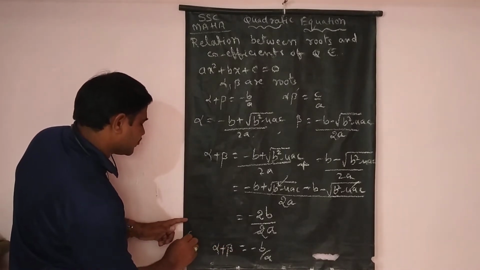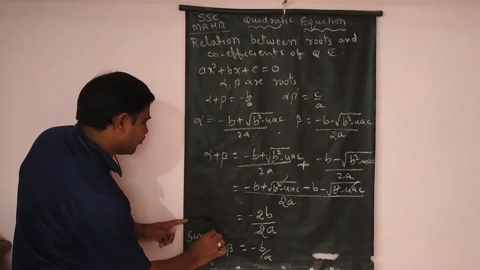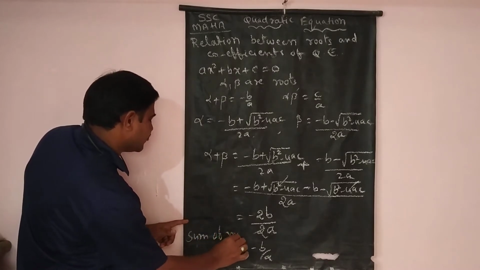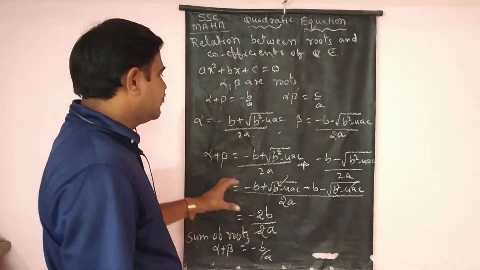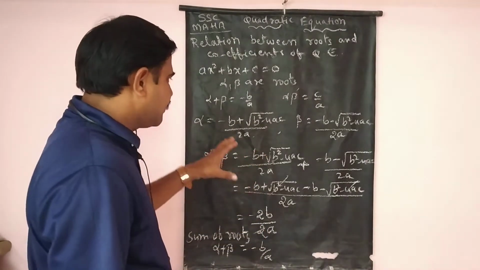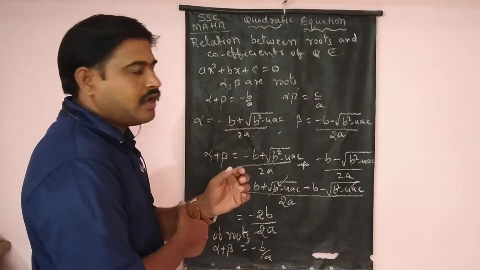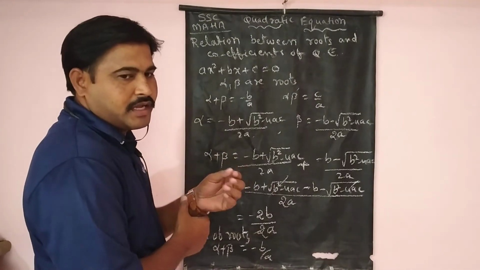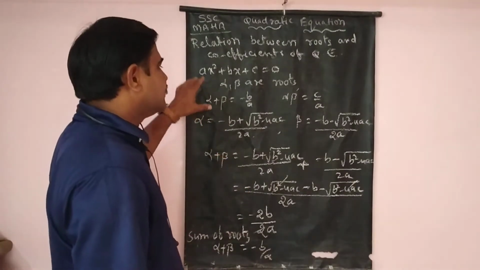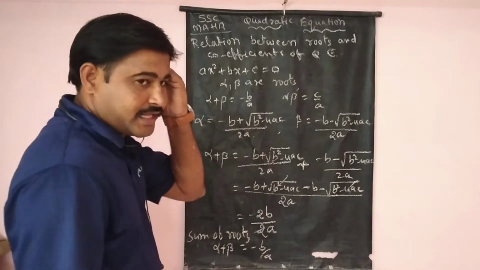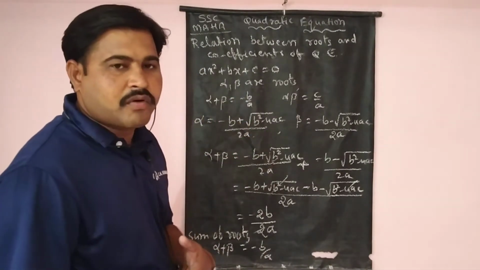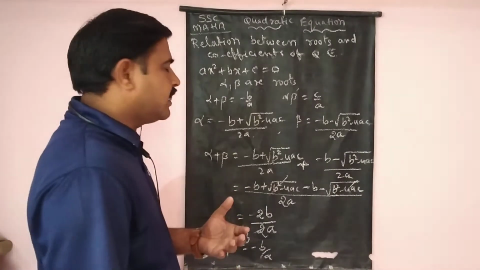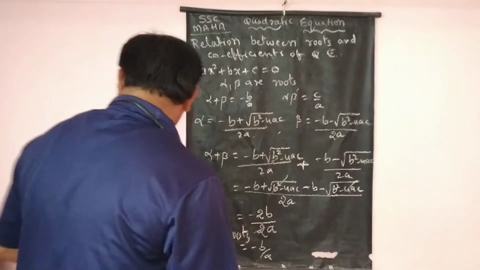This is called the sum of the roots. The sum of roots formula is minus b by a, because this is how we get the value of the sum of the roots. This is the proof of the sum of the roots of a quadratic equation. Now, how to find the product of the roots, I will explain now.